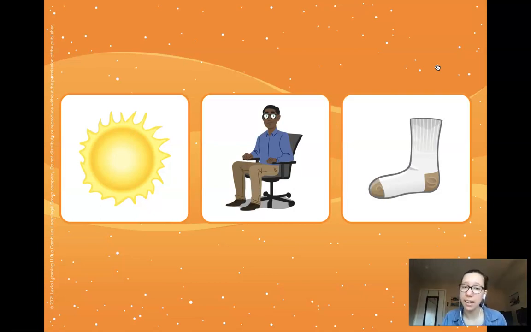Here we have sun, sit, and sock. What beginning sound do we hear in each of those words? Sun, sit, sock. Awesome. That beginning sound is s. What letter says s? Good. S says s. So each of these words here, sun, sit, sock, begins with the sound s made by the letter S.